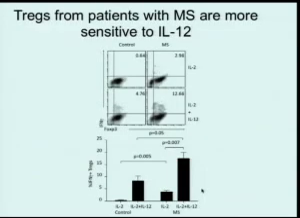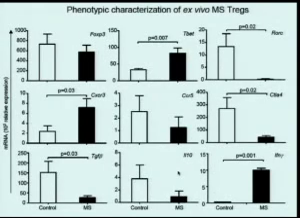Marga's the first author. We then looked at whether Tregs from patients with MS are more sensitive to IL-12 ex vivo. So if you culture them for 4 days with IL-12, here's an example, control versus MS. You can see that there's more induction of gamma interferon in the patients with MS compared to control subjects. Here's a summary of these data, that IL-12 induces more gamma interferon secretion.